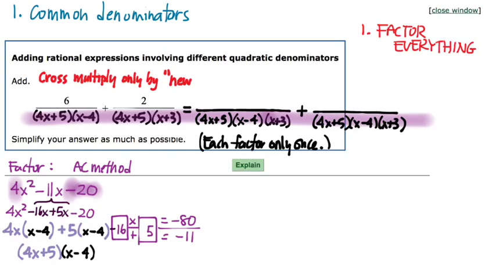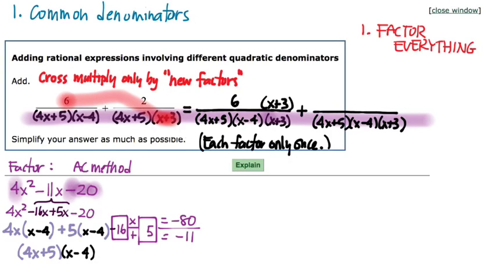In other words, here's what I mean. 4x plus 5 is going to remain. 4x plus 5 I don't need to multiply by because I already had it. So I only need the x plus 3 from the second one. That's my new factor. So another way to see it is when I write the 6 here and the x plus 3 here.